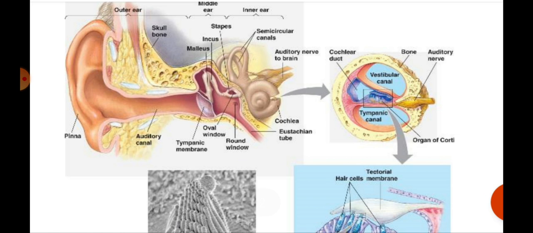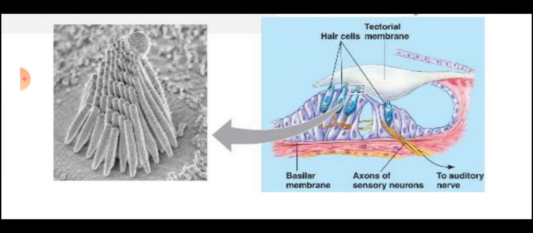The internal ear has three semicircular canals, the auditory nerve, which goes to the brain, and the cochlea. The next diagram shows the hair cells and the tectorial membrane. The hair cells have been magnified with the help of an electron microscope image in the next photograph.